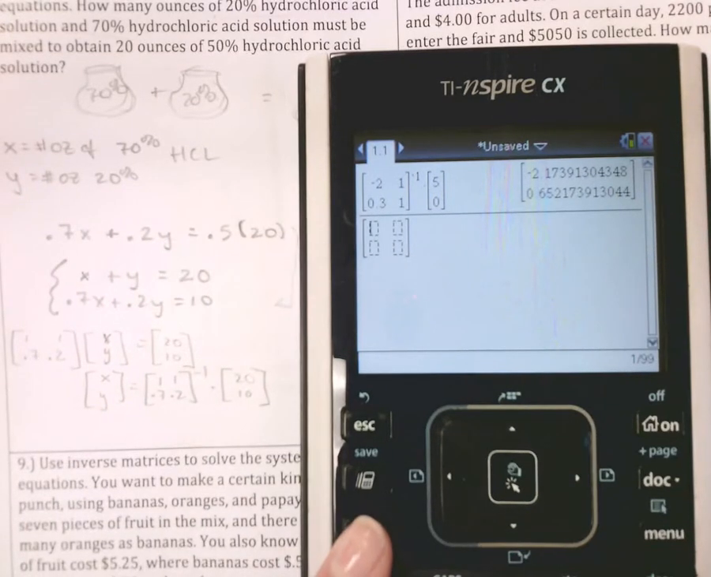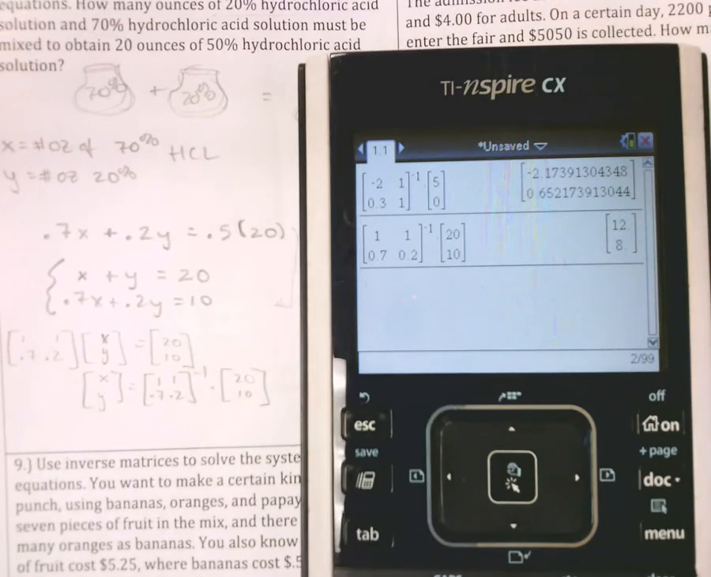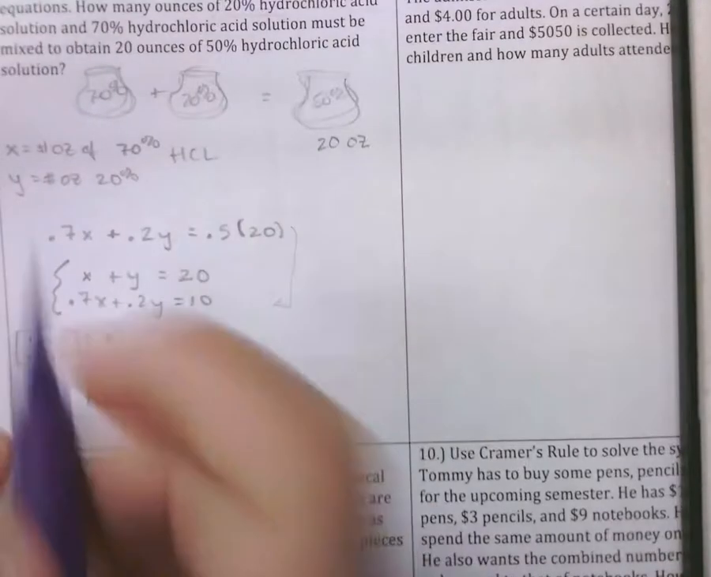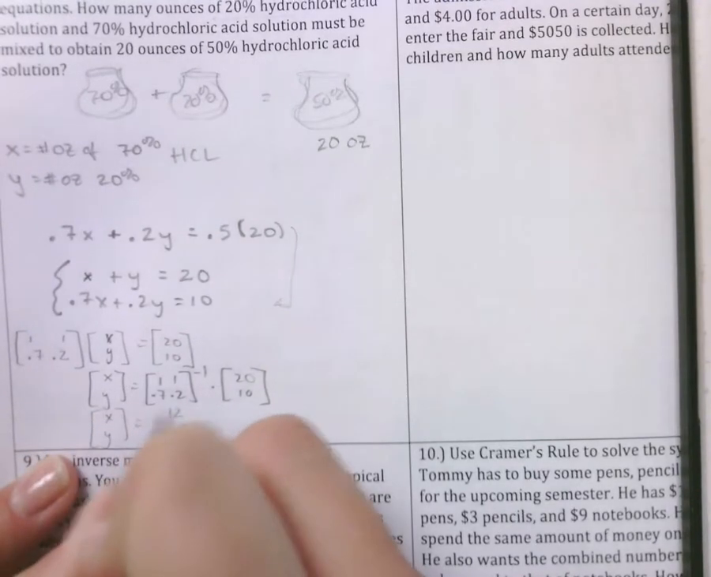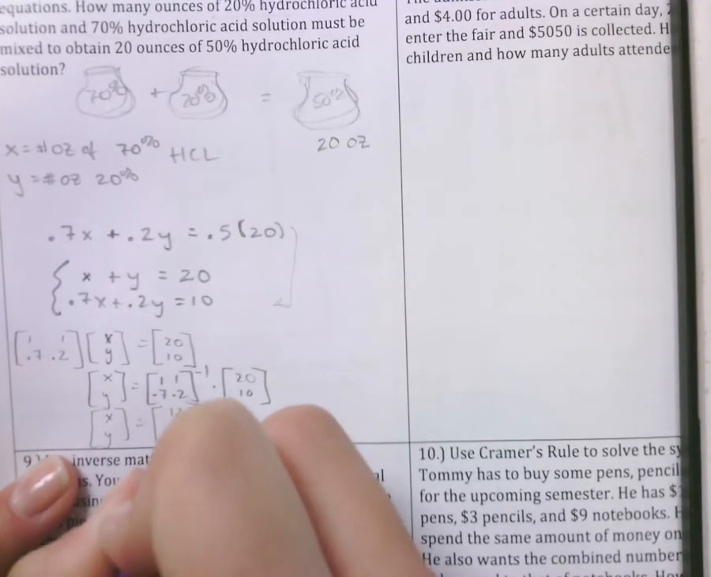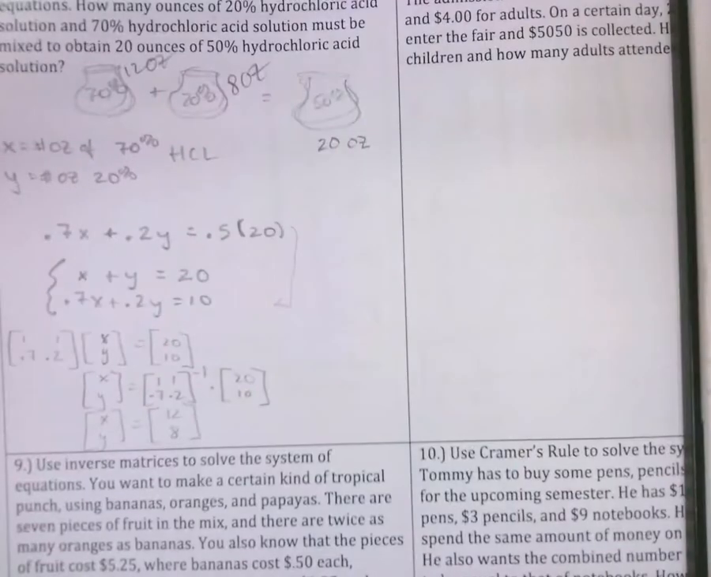So what you're writing is 0.7 now, right? No wait, just kidding, it's not 0.7. It's 1, 1, 0.7, 0.2, to the negative 1 power, times 20 and 10. Getting to the equation is the hardest part. Yeah. And so I get 12 and 8.